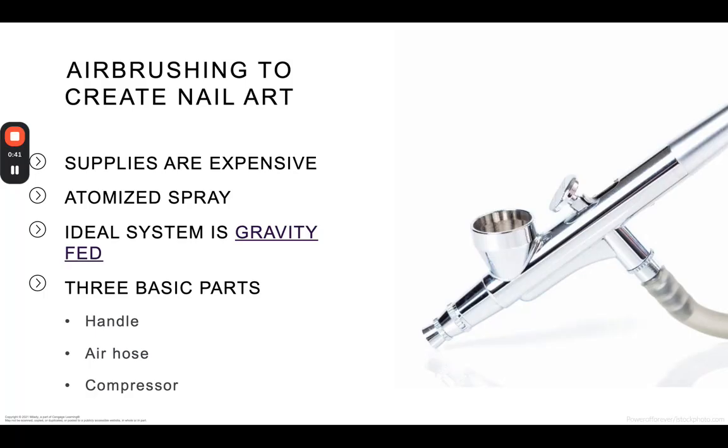All airbrushes work on the same principle. They combine air and paint to form an atomized spray, which releases extremely thin droplets that are sprayed onto the nails. That is how it works. The ideal airbrush systems for nail art are designed for gravity-fed paint, which uses gravity to pull the paint into the airbrush. All airbrush machines consist of three basic parts: the handle, the hose, and the compressor.